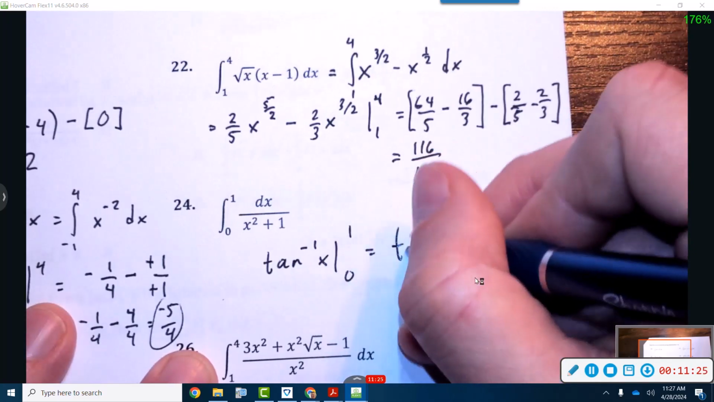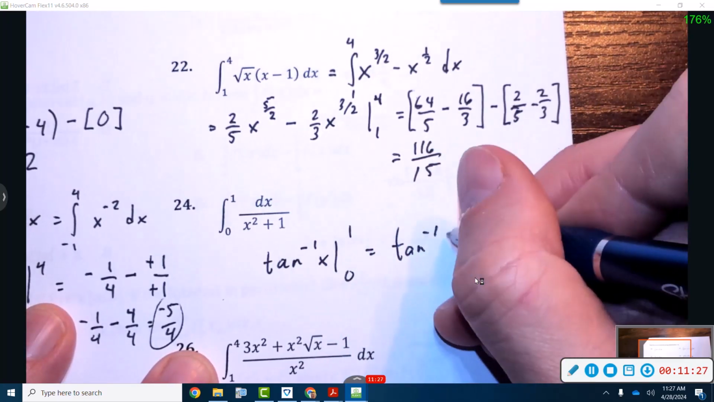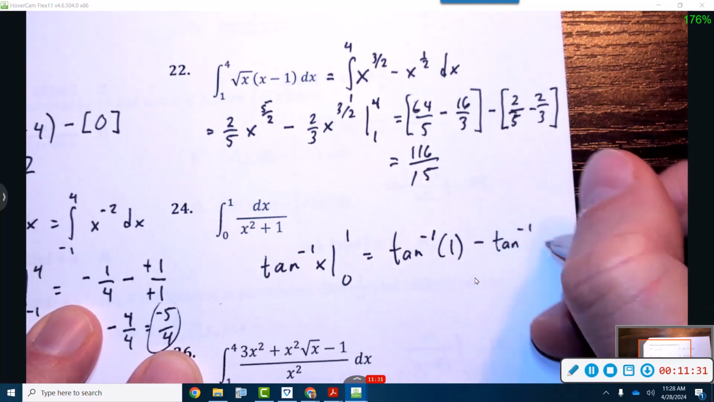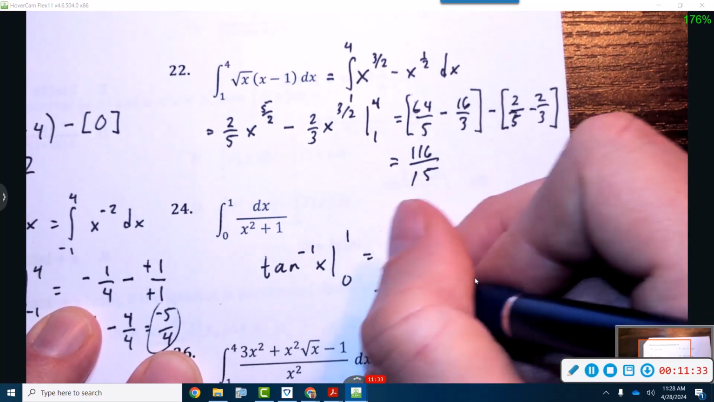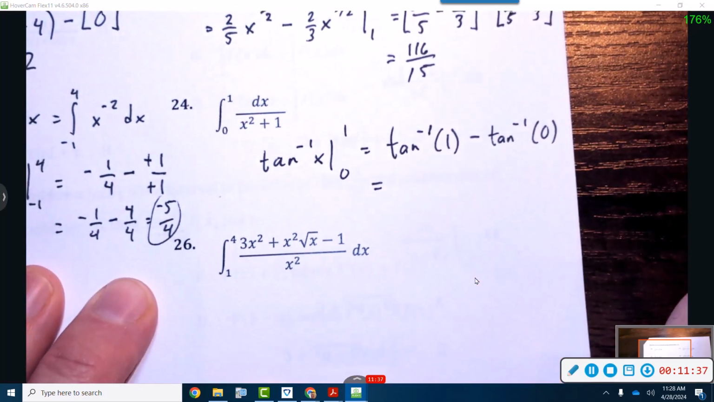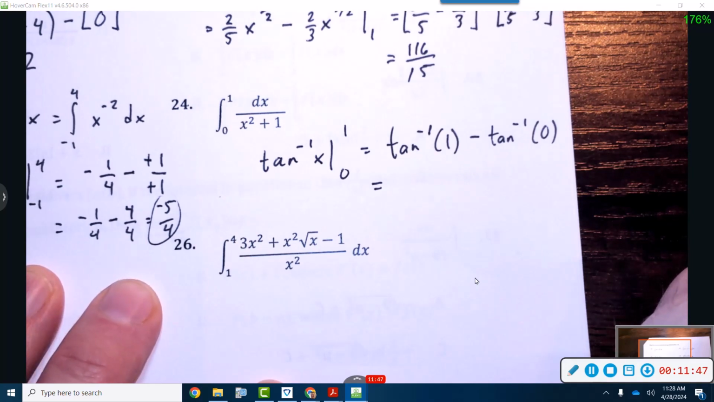Okay, so the inverse tangent of 1 minus the inverse tangent of 0. Okay, so what is the inverse tangent of 1? The inverse tangent of 1 is actually, where does tangent equal 1? Tangent equals 1 at the degree. So remember, inverses give you degrees, okay?